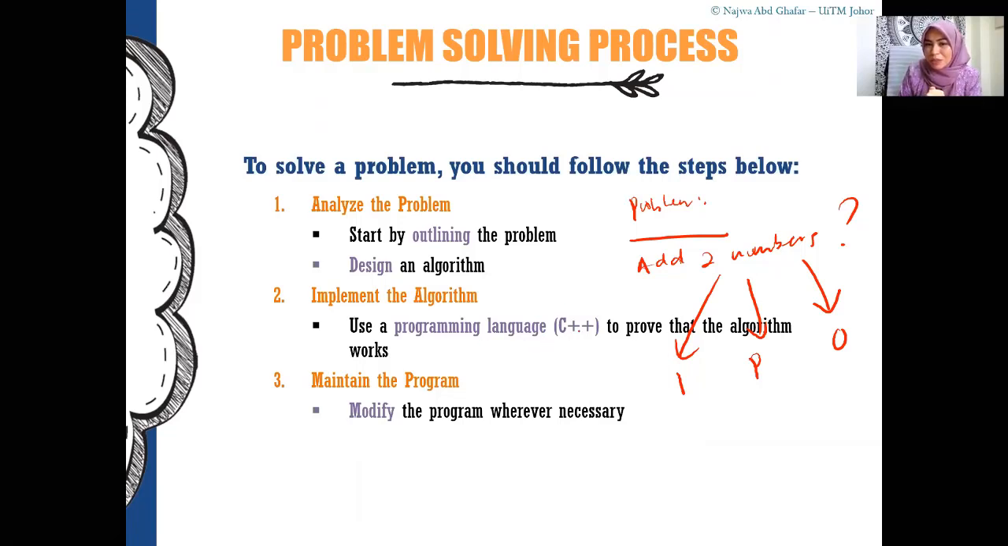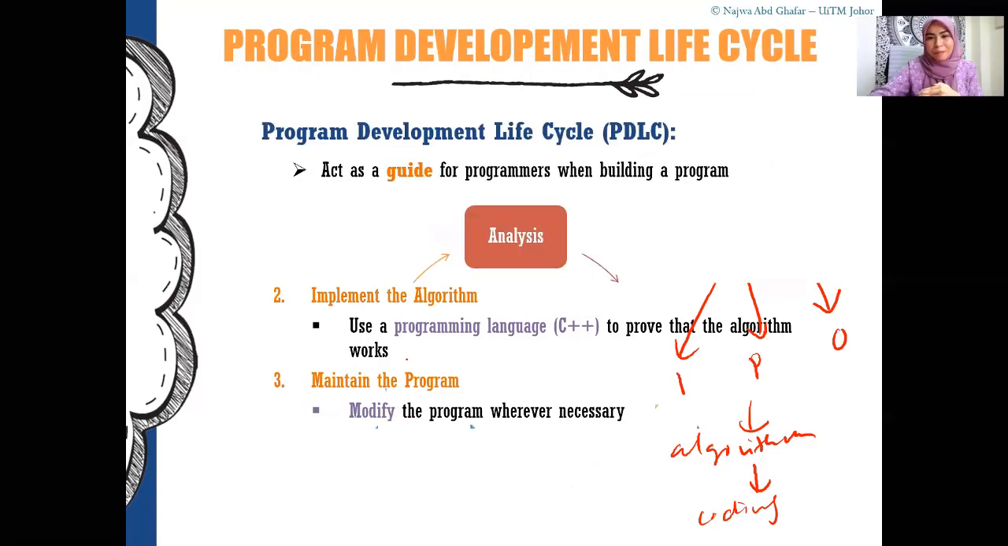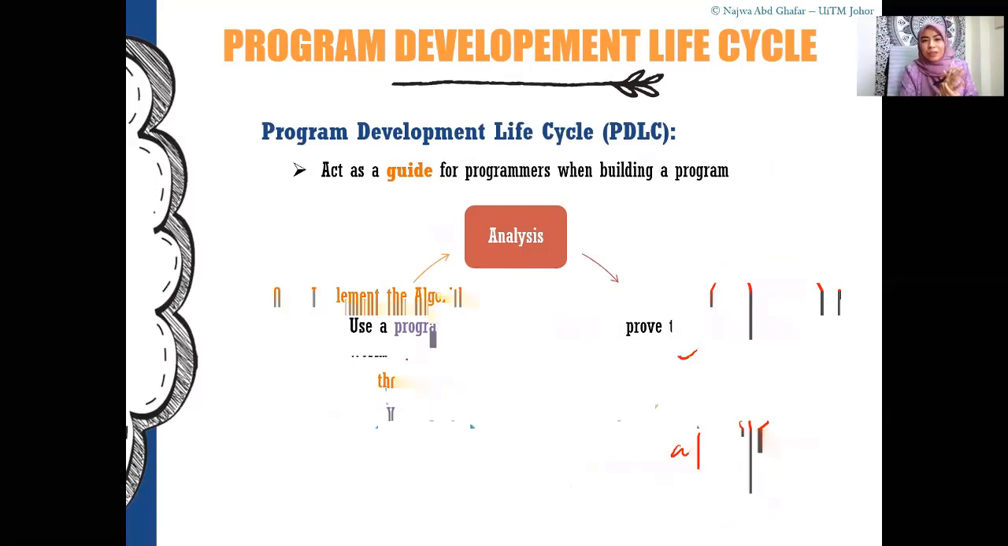Okay, so selepas you buat analyze IPO tu apa, you akan buat algorithm. Okay, dah siap algorithm, barulah boleh buat coding. Okay, you must follow this flow. Okay, so dah siap coding, barulah just maintain the program. Kalau kod-kod ada error ke, ada bugs yang you jumpa ke, then you boleh fix it. Alright. Okay, so PDLC stands for Program Development Life Cycle. So this acts as a guide for programmers when building a program.